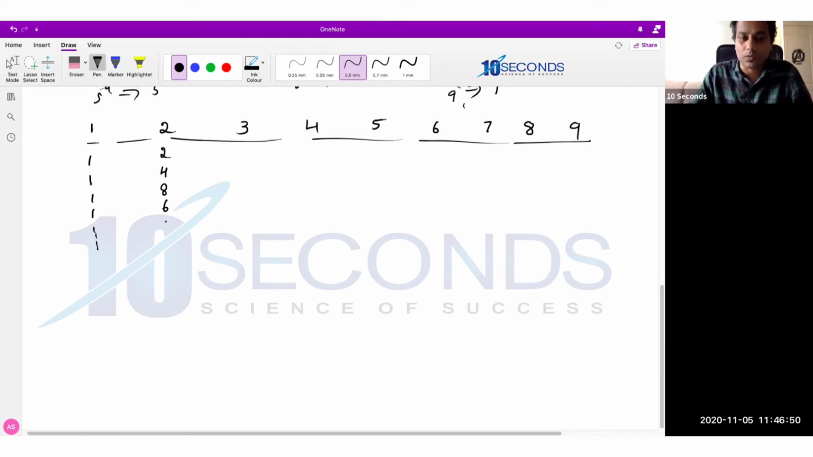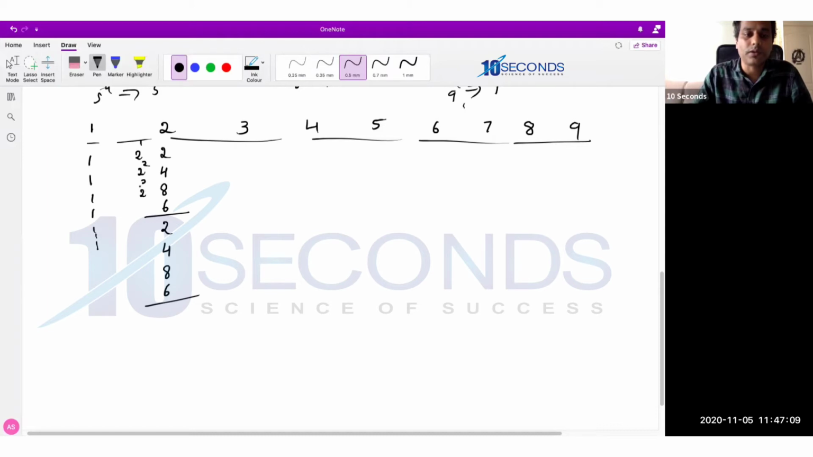Okay, next, 2 power 4 is 6. 2 power 5 is 6 into 2, 2. 2 into 2, 4, 4 into 2, 8, 8 into 2, 6, again 2, 4, 8, 6. Now you can see there is a sequence. This is 2 power 1, this is 2 power 2.